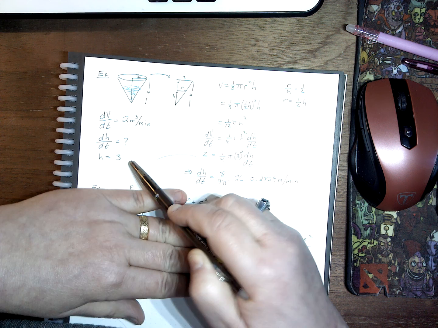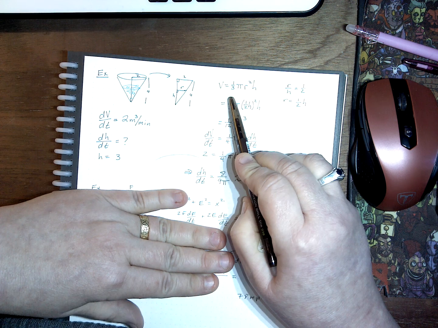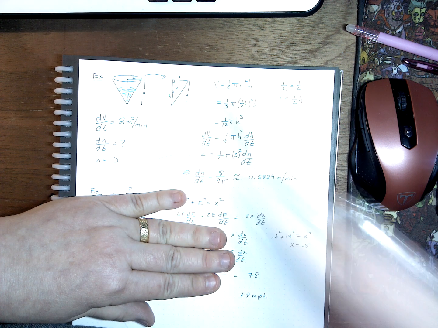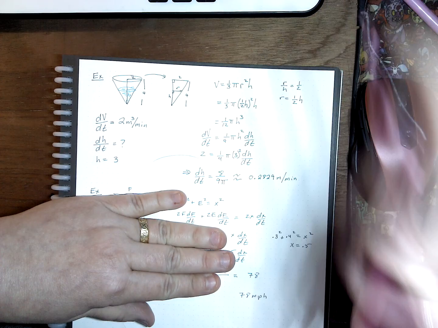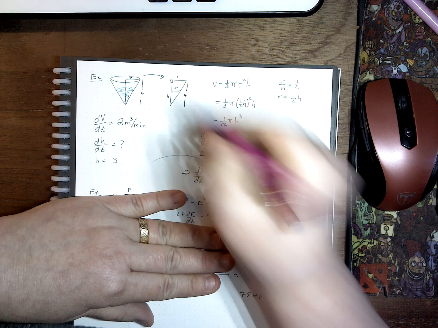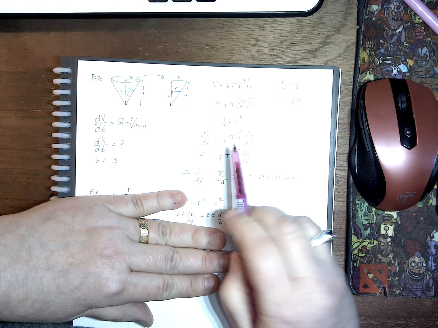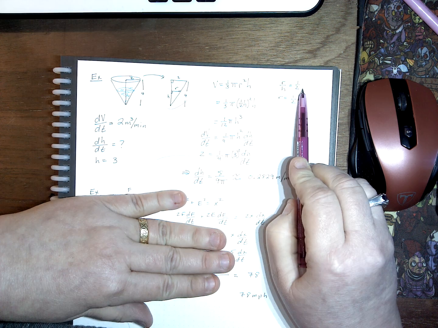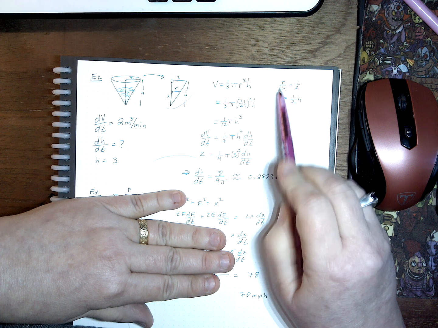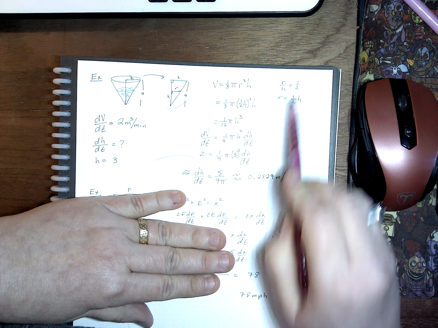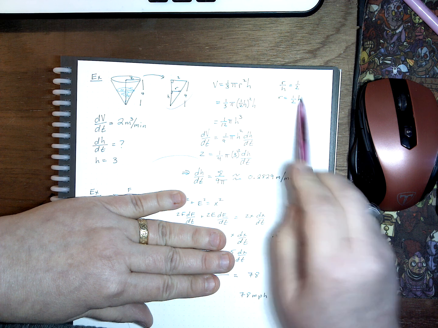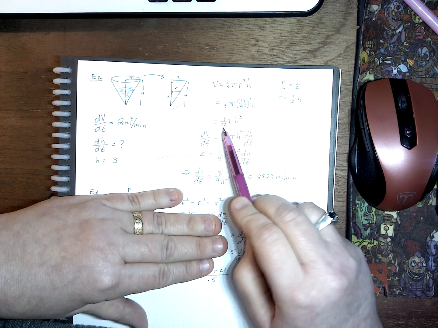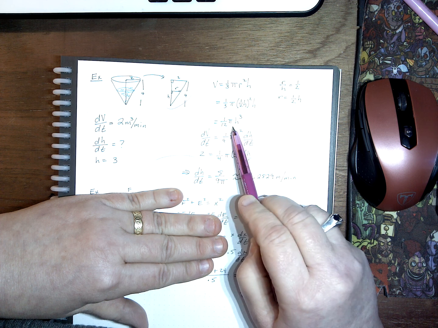So I know the volume of a cone is 1/3 pi r squared h, but I only want one variable. I don't want these two. So I can look at these similar triangles here, and I can see that 2 is to 4 as r is to h, because they're similar triangles. So r over h is 1/2, so r is equal to 1/2 h. So I'm going to use that and plug it in for r. Cleaning it up algebraically, I get volume is equal to 1/12 pi h cubed.